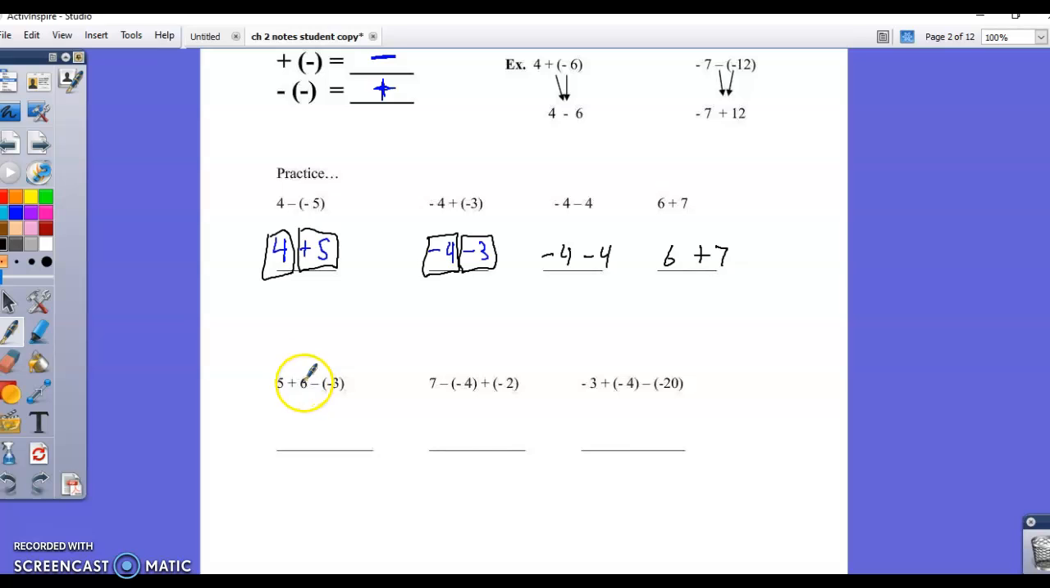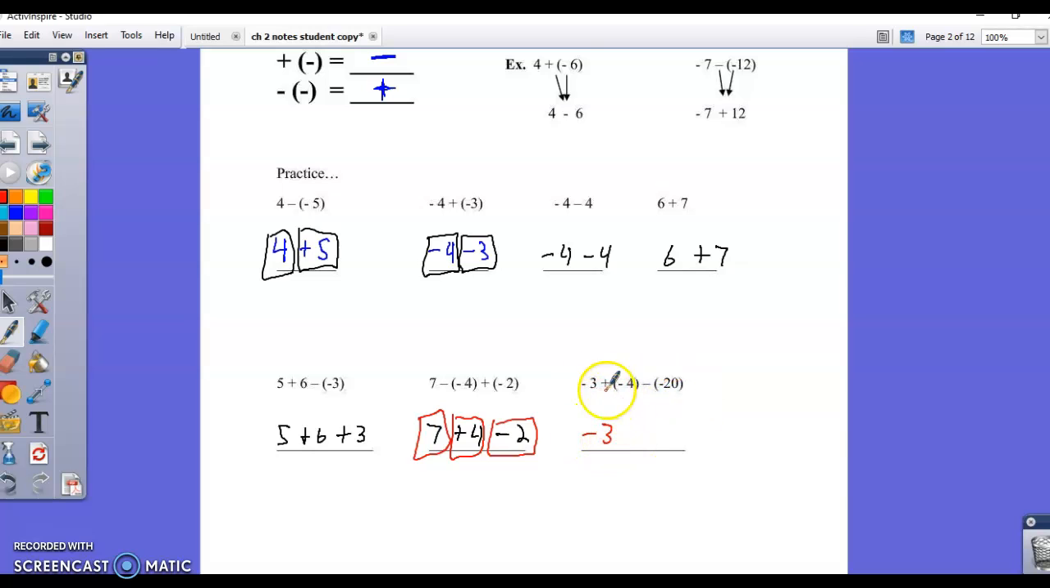So 5 plus 6 minus a negative 3, so we can rewrite that as 5 plus 6 plus 3. 7 minus a negative 4, change that to a positive, plus a negative 2, plus and minus is negative. And again, here, we can think of this as, hey, I have three terms, a 7, positive 4, and a negative 2. Seeing it this way is going to help us later on. So we're just practicing it now.